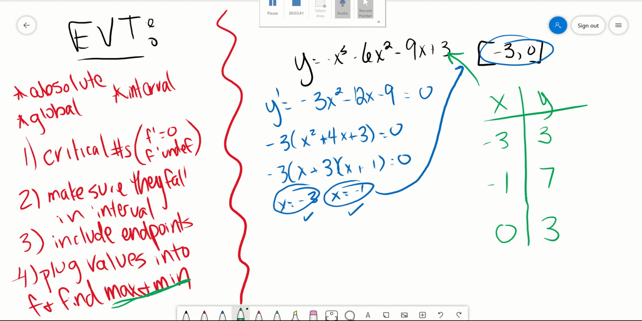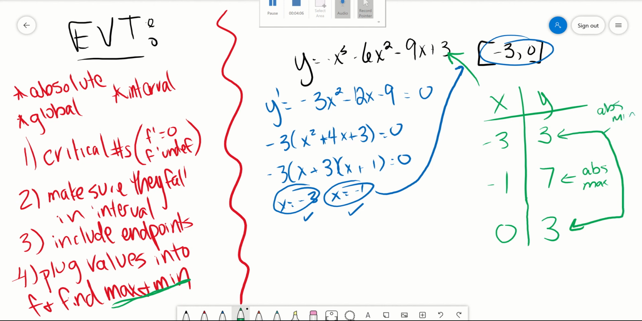So we are looking for the absolute maximum and the absolute minimum. The absolute maximum is literally the biggest value. The biggest value right here is 7, so this is the absolute max. These values are the same, so these are both the absolute min.